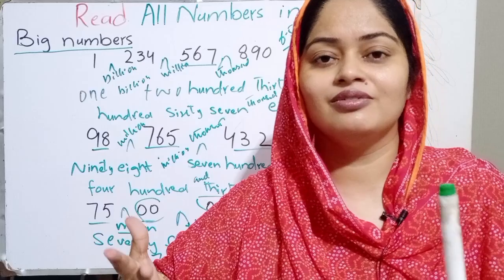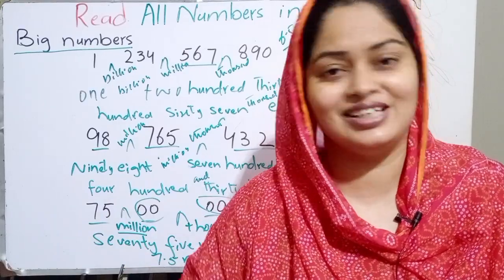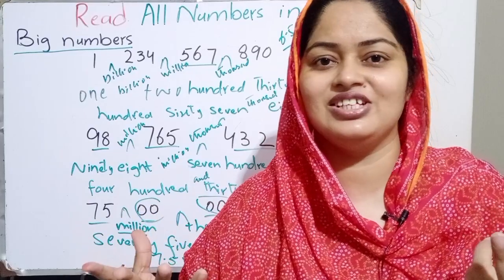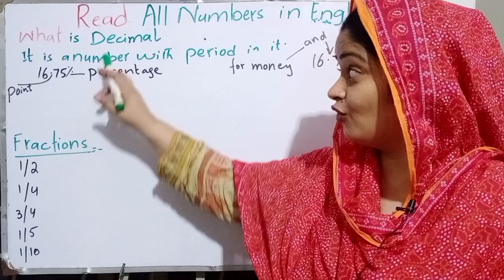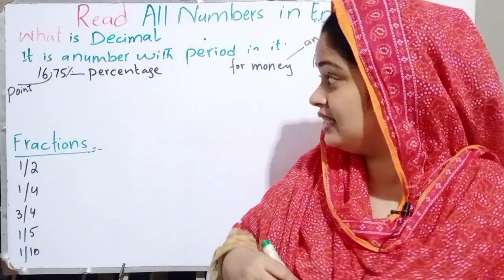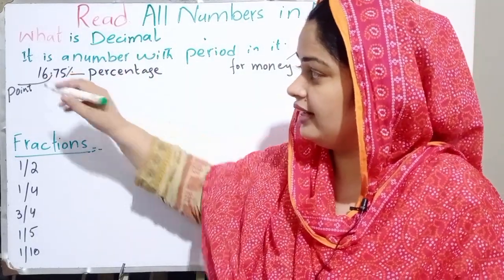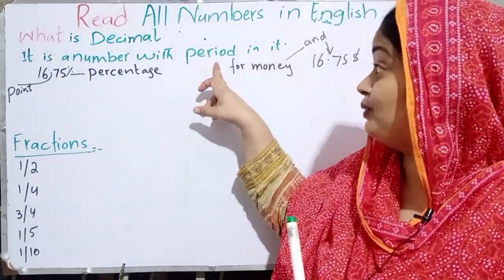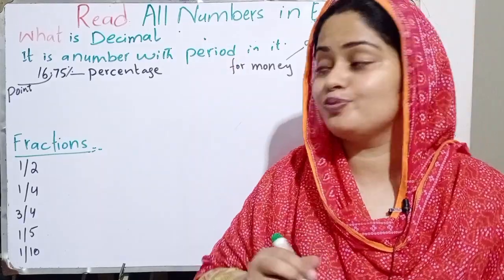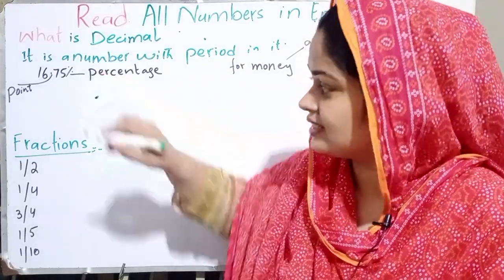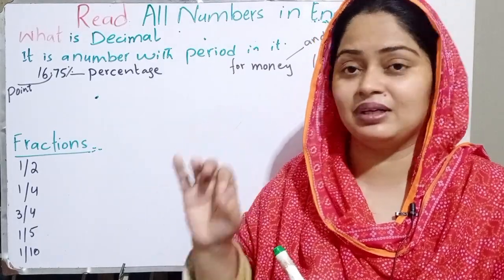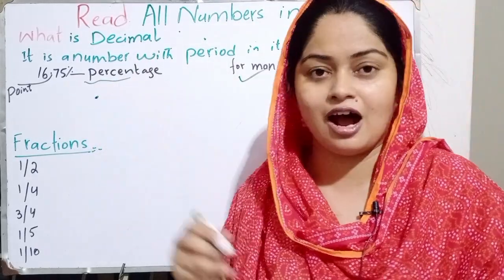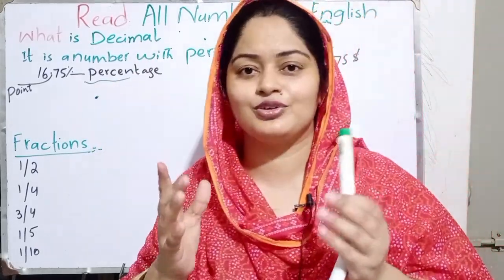So we are going forward towards the next adventure, and the next adventure is about decimals, fractions, dates and years and much more. What is a decimal? Decimal means point. Here is a decimal. A decimal is this point. It is a number with a period in it. Now how would you read this decimal? There are two ways, one for money and one for percentages. How would you pronounce it? I am going to tell you.